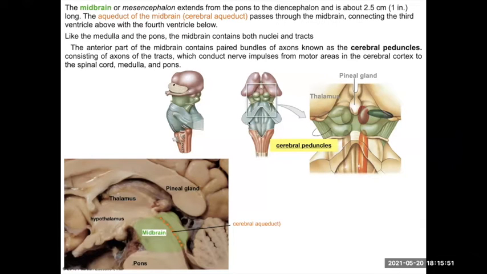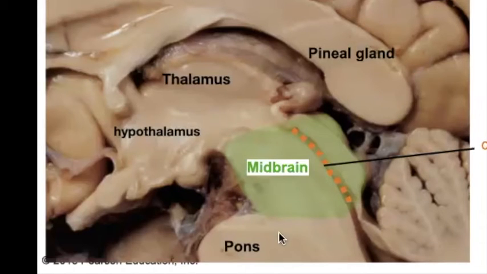And then the next region, moving up, there's the pons over here. Here is your midbrain, which is in between the pons basically, and then the diencephalon over here. And for your midbrain, you'll notice that this cerebral aqueduct, that is the passageway from your third ventricle to the fourth ventricle, is going through the midbrain.